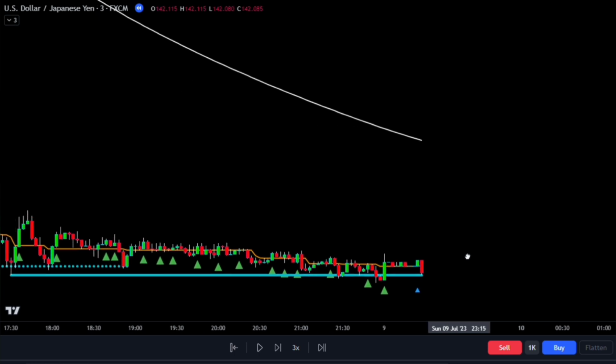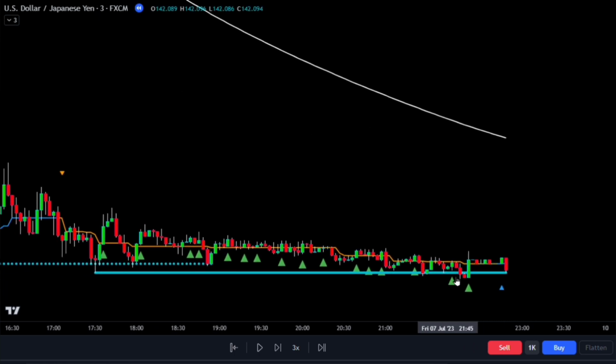Now make sure that before you enter your trade, the candlestick must have reached this blue line. It can either touch or close below it. But when we get the blue entry signal, we make sure it is above the recent swing low and not below it, so we can see we got a series of reversal signals at this level.